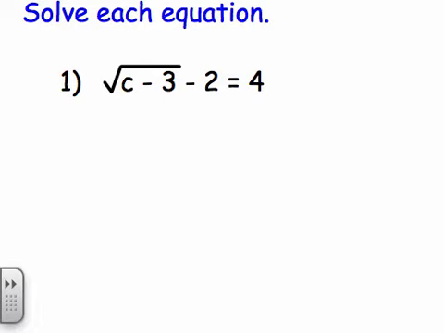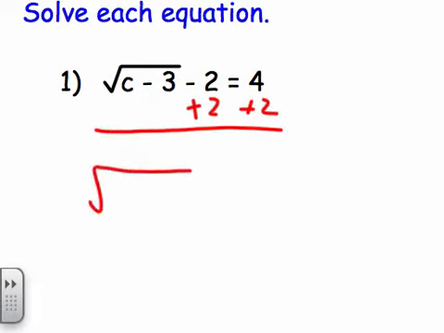Our first example, I got the square root of c minus 3, and that's being subtracted by 2, and it equals 4. So my goal is to get c by itself, and we got to treat this radical like it's a bracket, like it's parentheses. So I need to get that radical by itself. So I want to add this 2 over right away because it's on the outside. So I'm left with the radical c minus 3 equals 6. Okay, get that square root by itself on one side.